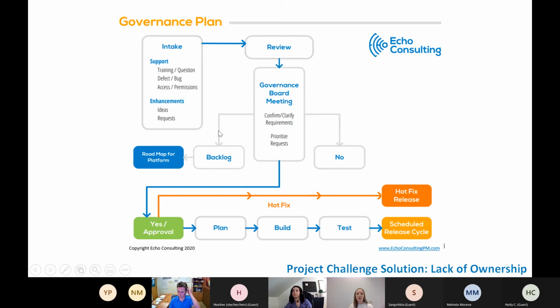And again, this is just a quick overview of what that process might look like, but it could be a no and that completely gets tabled, or if they review it, then it might go in the backlog and go on a roadmap for a platform. So if there's that approval, it could be a quick hot fix if it's that bug or defect, or it could end up being something that's iterated on and released at a later time.